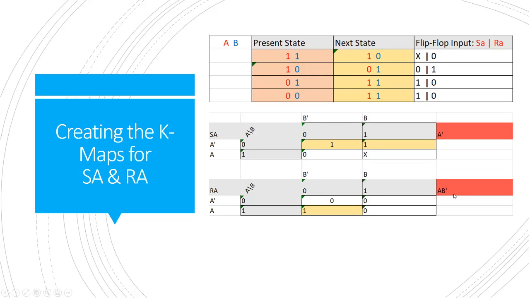Now, what we'll do is build our K-maps for our states. We'll create our K-map for SA and RA, and then for SB and RB, giving us 4 total K-maps and 4 total equations. Now, what we could do here is look at our present states, and we're going to use that to fill out the K-map.